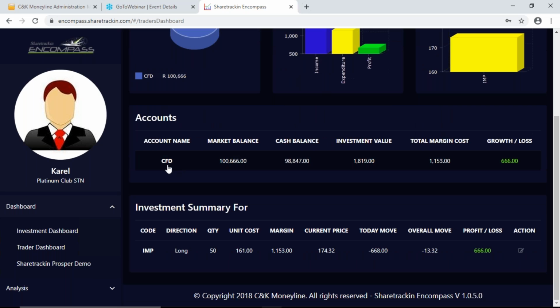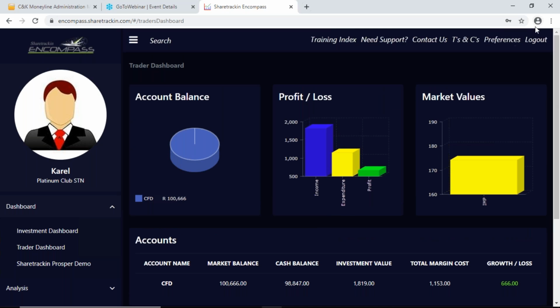So CFD is a contract for difference. In other words, we only pay a fraction of the actual price. And as you can note here, I already made 666 Rand since last week. So first of all, this is a new thing that we built in, so we must go and create an account. Now my account is already full, so I'm going to log into my colleague's portfolio.